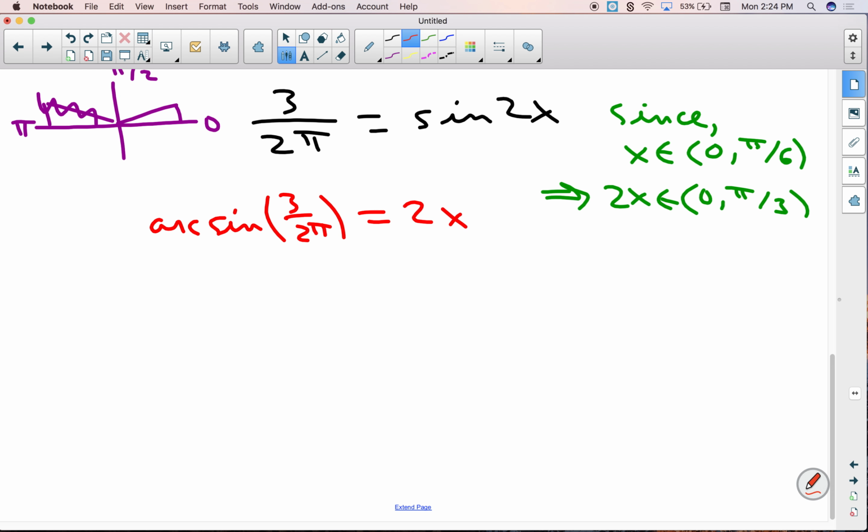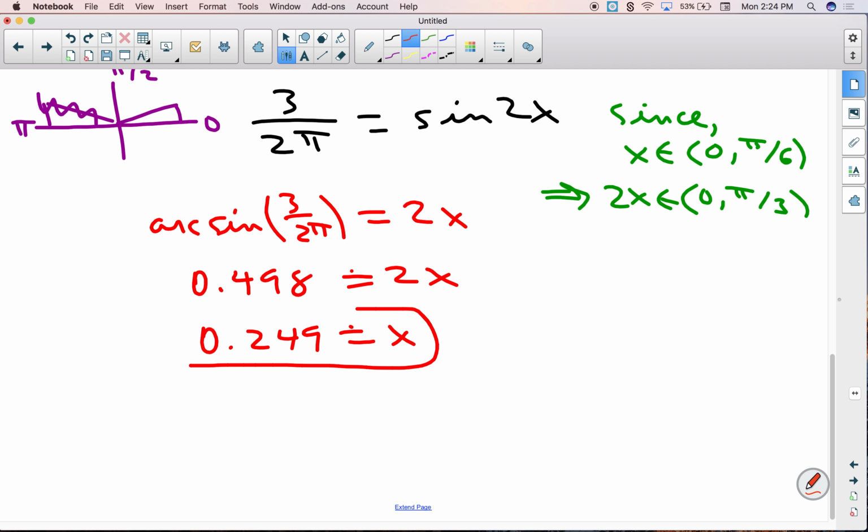Now be careful how you write that. 3 over 2 pi? 3 over 2 pi. Gotcha. 0.498. Yeah, that's cool. Okay. And then divide by 2. So 249. Yeah. And that's it. That's the lone answer there.